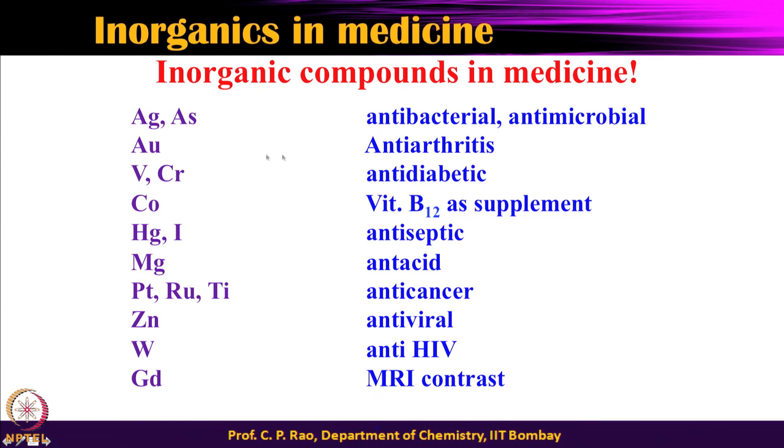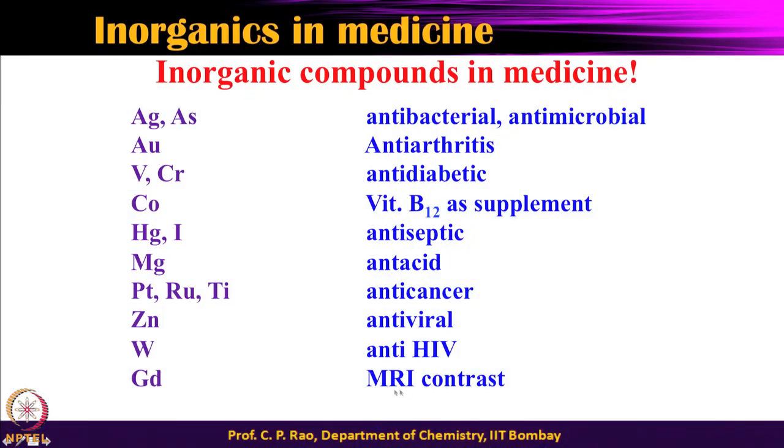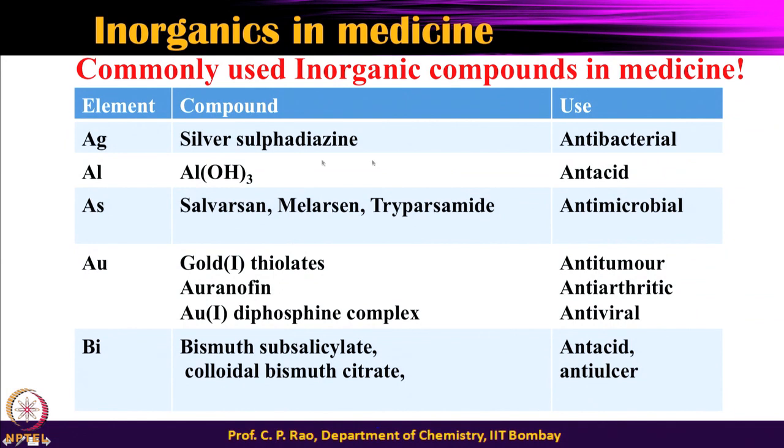A variety of these things, their compounds can be used in a variety of aspects, like it could be antibacterial, antimicrobial, anti-diabetic, anti-arthritis, anti-acid, anti-cancer, antiviral, anti-HIV. A variety of these things also can be used as contrast agents etc. So, therefore, inorganic ions are widely spread as their compounds and complexes and salts in medicine. So, let us look at a little bit more detail into this one.